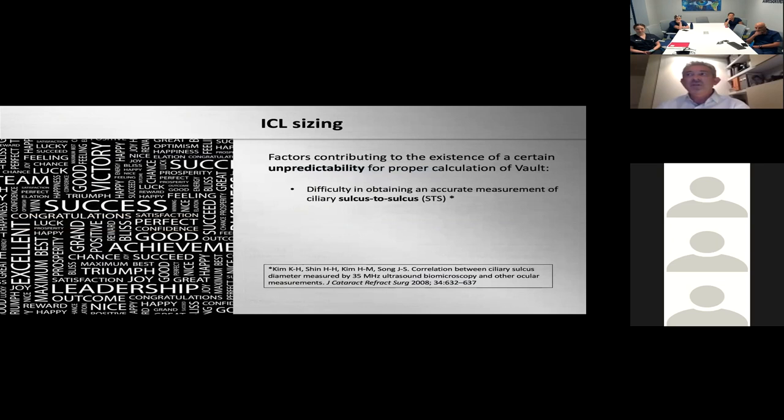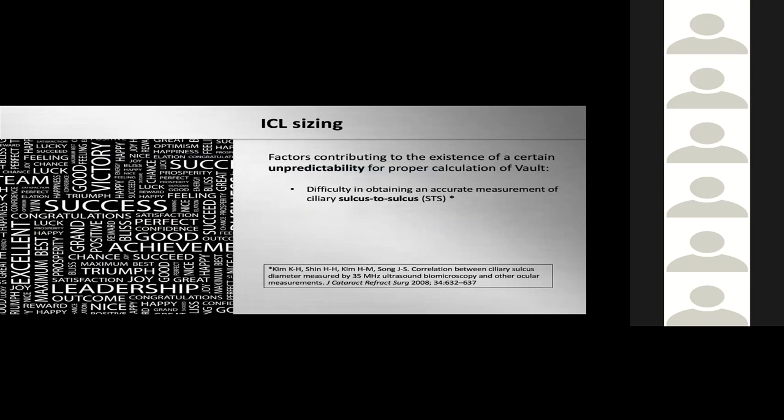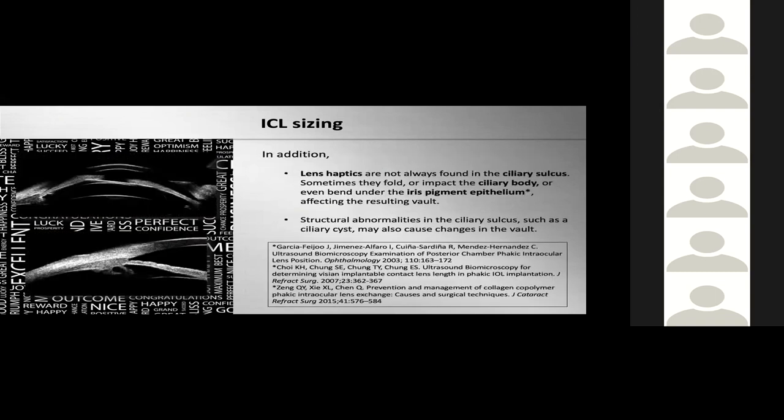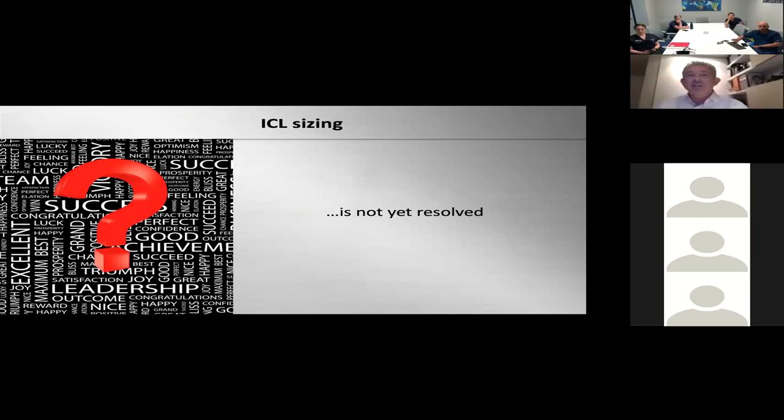The only way we have so far to address sulcus-to-sulcus is through UBM, but the measurements we get lack proper reliability and reproducibility. In addition, the optics of the ICLs are not always found in the ciliary sulcus. Sometimes they fall or impact in the ciliary body or even bend under the iris pigment epithelium, affecting the resulting vault. Likewise, structural abnormalities in the ciliary sulcus, such as ciliary cysts, may also cause changes in the vault. So nowadays, ICL sizing is not yet completely resolved.